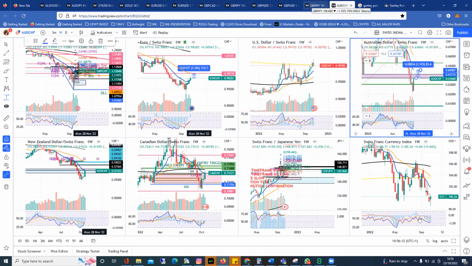So the Euro Swiss and the Aussie Swiss, we might be looking at them for a move to the upside without much resistance or challenges.